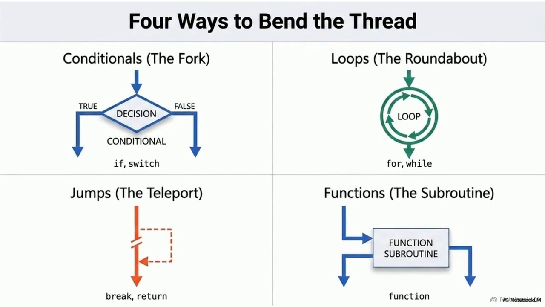We can bend the execution thread using conditionals to fork the path, loops to create roundabouts, jumps to teleport the thread, or functions to run separate subroutines.